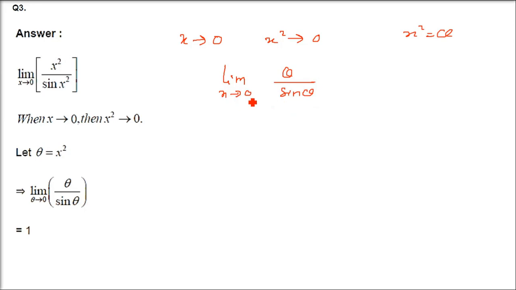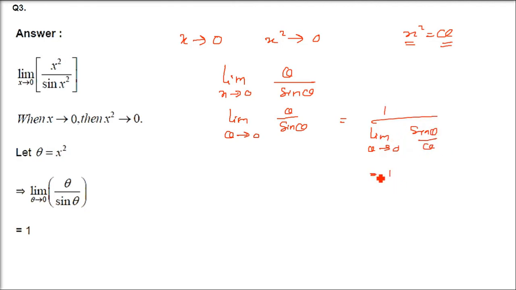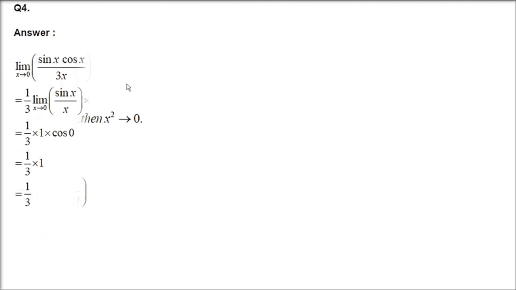And we know sine theta by theta, so you can write it as 1 by sine theta by theta, because theta by sine theta is the reciprocal of sine theta by theta. So limit theta tends to 0, theta by sine theta, we will always write or assume it to be written as limit theta tends to 0, and sine theta by theta in the denominator. So we have this as 1.